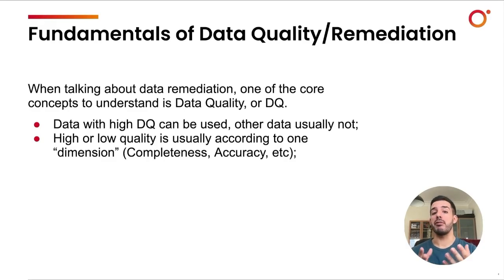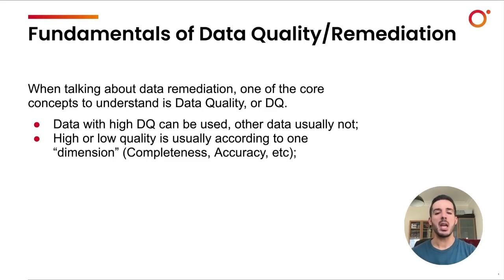For example, having high data quality according to the completeness dimension means that data are complete. If you have missing entries or financial transactions that don't have a value, then those are not complete. They have low data quality according to the completeness dimension. Another dimension is accuracy. If you have a set of values and the values are filled, but those values don't make sense, then they have low quality according to the accuracy dimension. But if they have values that make sense and they are correct, then they have high data quality according to the accuracy dimension.